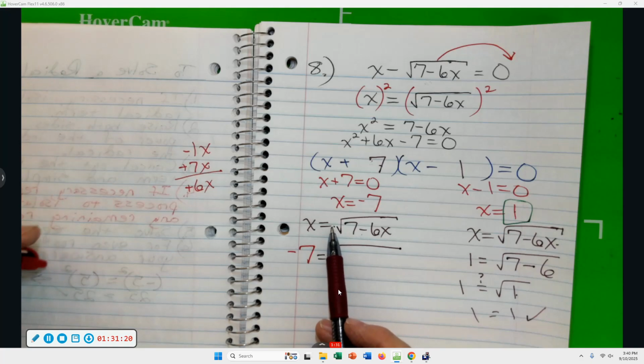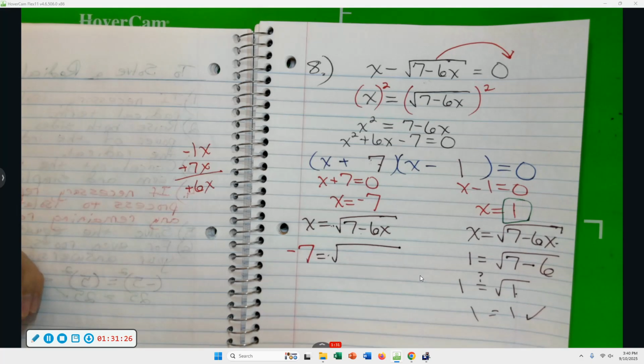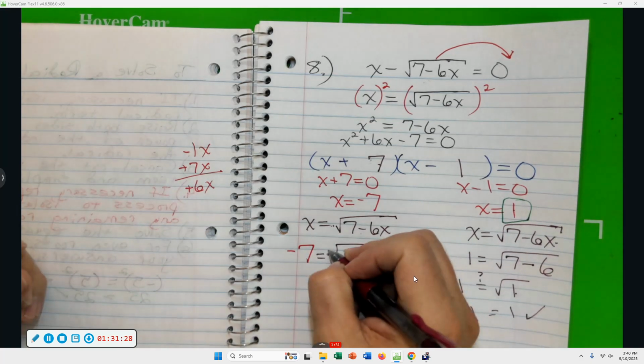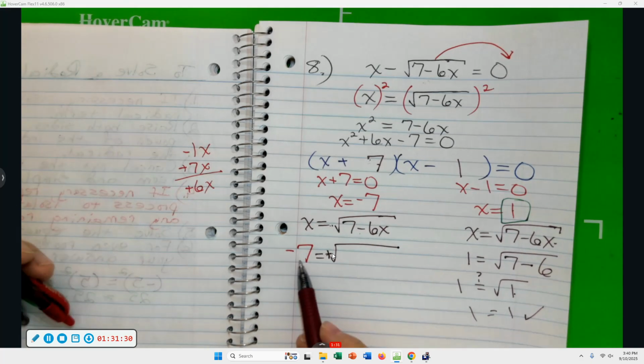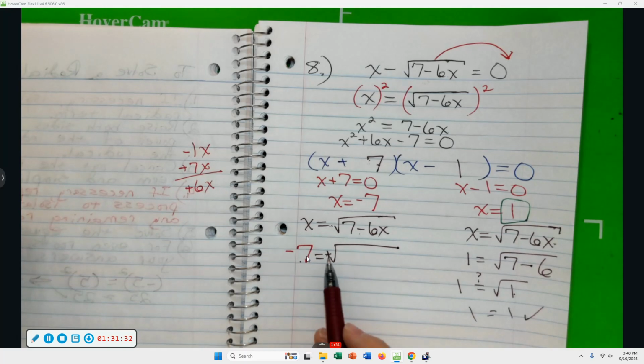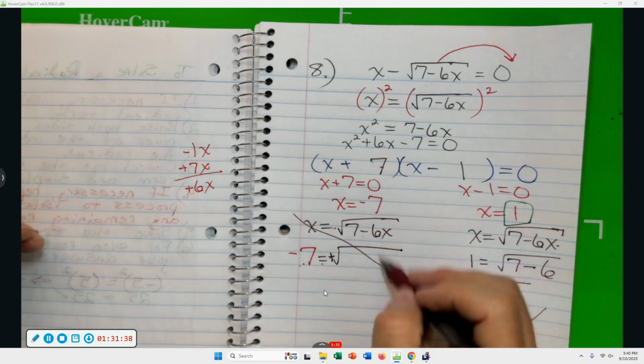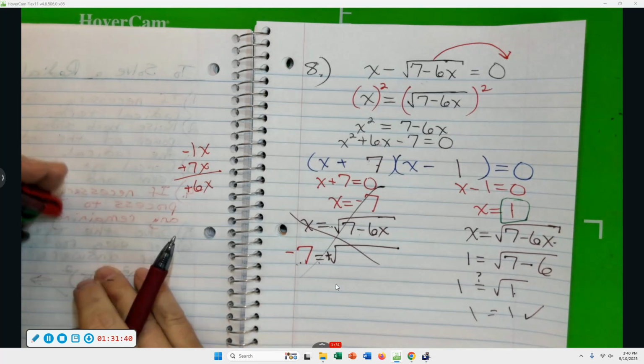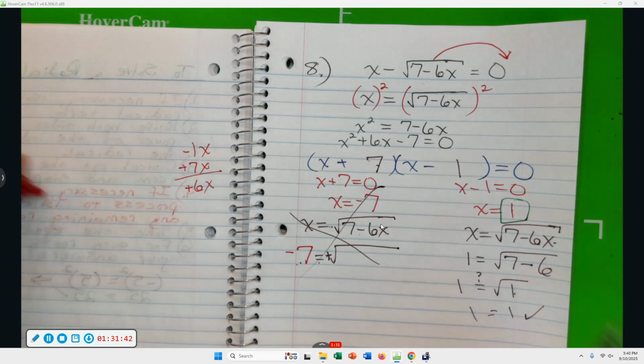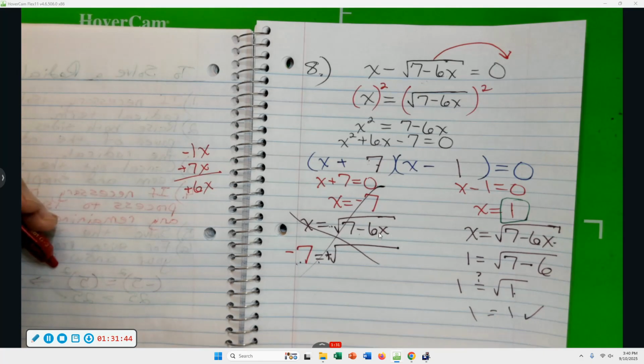What sign do you assume you have? If you don't see a positive or negative, what sign do you assume you have? A positive. Can a positive equal a negative? Can a positive quantity equal -7? No. Right there, that -7 can't work. We don't even have to plug it in the rest of the way and verify it.